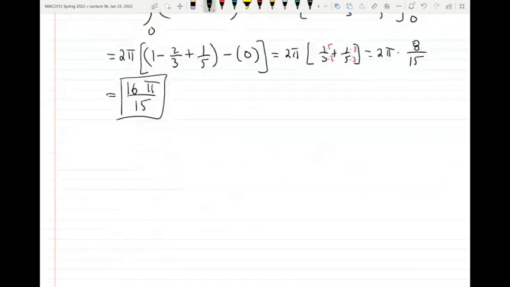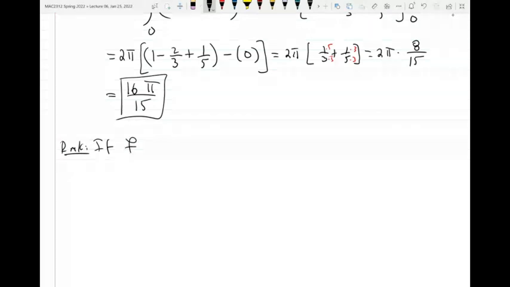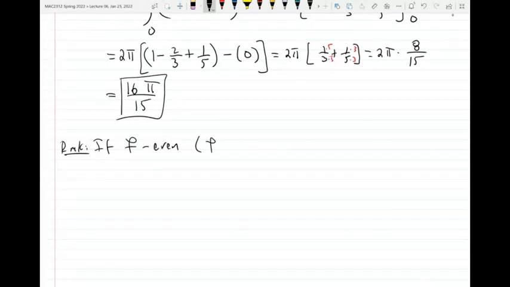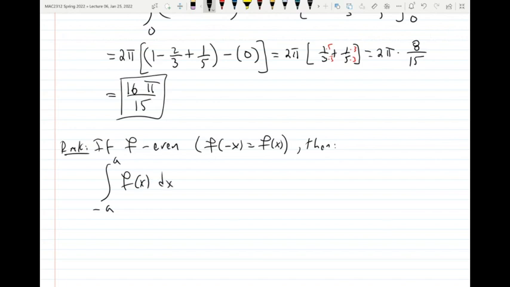So let me say here, remark: if f is even, meaning f of -x equals f of x, then the integral from -a to a of f of x dx equals 2 times the integral from 0 to a. That's the property I'm using.